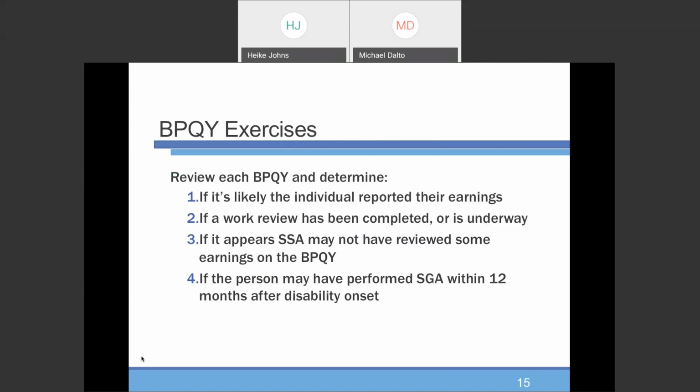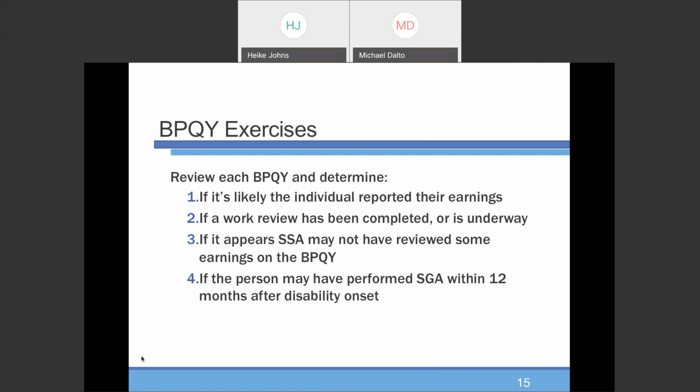And you're going to determine if it's likely that the individual reported their earnings, if it's likely that a work review has been completed or is underway. In other words, you're going to look at that date in the last work review action and see if that suggests that the work review was completed on that date or just started.